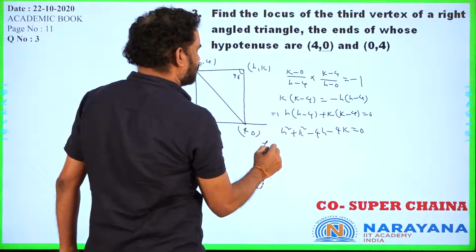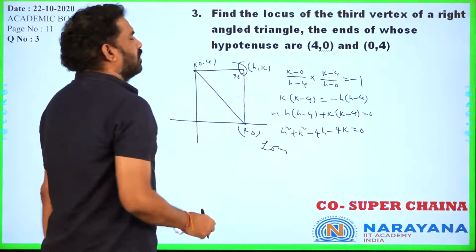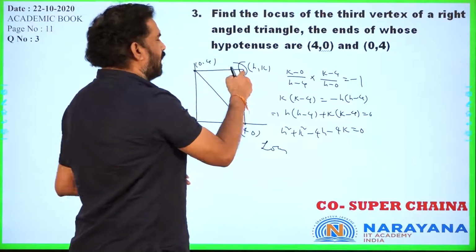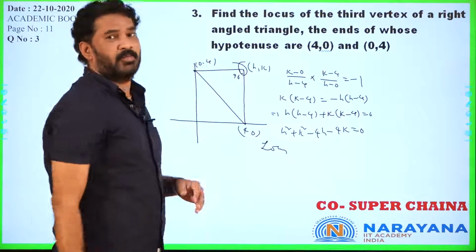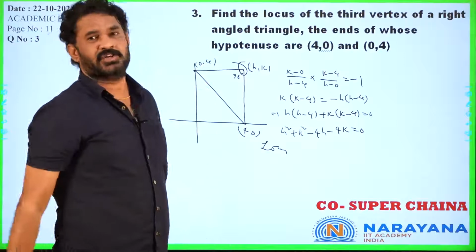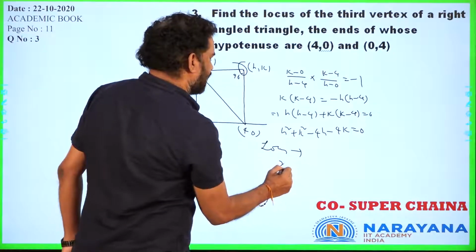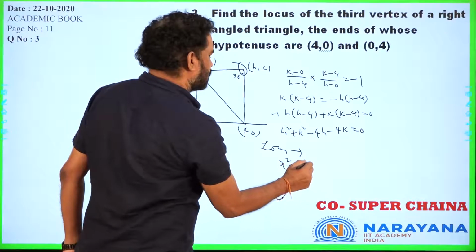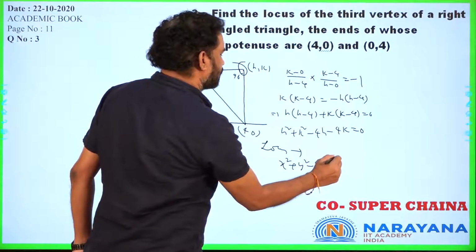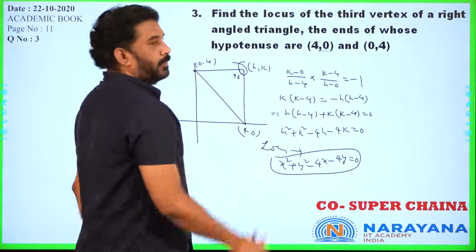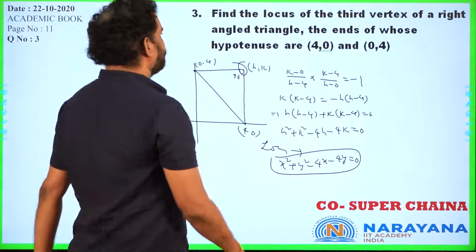So for the locus, this is a variable point now. So h comma k. See, this is the condition for one point. Like this, we have an infinite number of points which form a right angle triangle. So for the locus, we replace with x and y. So it is x square plus y square minus 4x minus 4y equals 0. Okay? Like that.